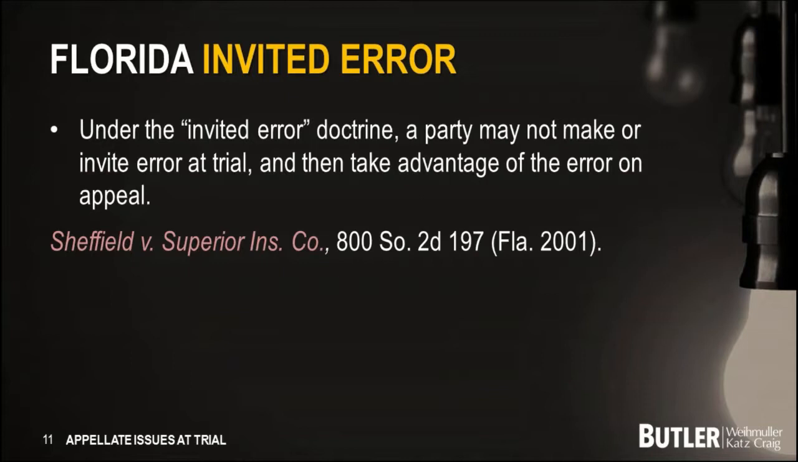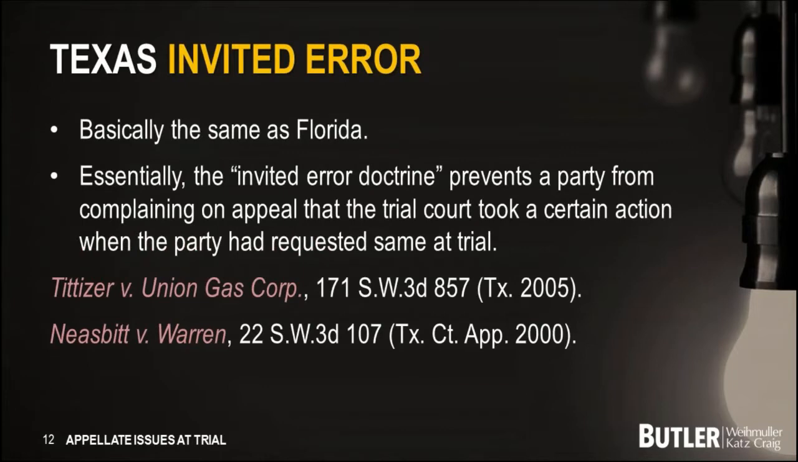Well, some things might technically be error that you request or ask for at trial, and you can't later go back and challenge that ruling by the trial court if somehow you've agreed to it or were complicit with it. And that's kind of a complicated way of just saying that if you ask for or invite error at trial, you're stuck with it. You can't challenge that later on appeal.